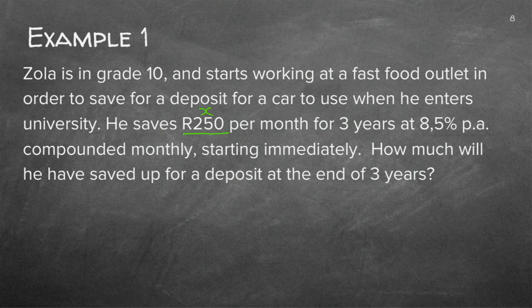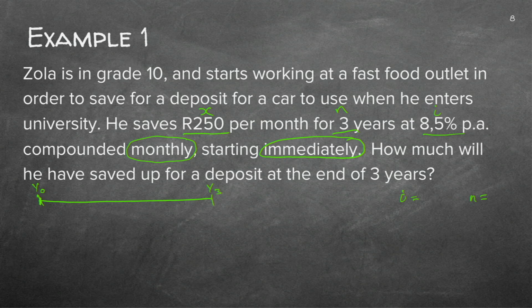Remember, if we use the A capital P formula, it's big amounts. Once off, big amount, capital letters. The little x is a small letter, so it represents small amounts. Per month for 3 years, there's your N. At 8.5%, there's your I, compounded monthly. So I know immediately my I and my N need to be monthly. Good. Starting immediately. Okay, let's do that timeline. So this is year 0, and this is year, how many years? 3 years. This is year 3.